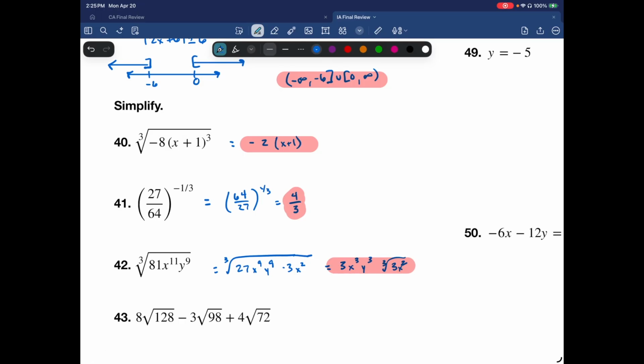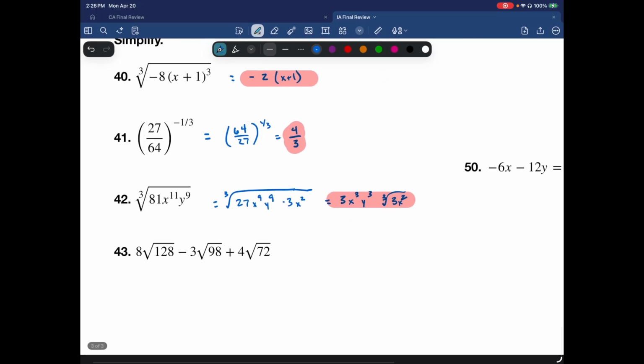All right, on 43, I've got to simplify each radical. So just like fractions, you've got to get a common denominator. With radicals, you've got to get a common radical before you can add and subtract. So 128 breaks down to 64 times 2. The 8 is on the outside. 98 breaks down to 49 and 2, plus 4. 72 breaks down to 36 and 2. Now 64, 49, 36 are all perfect squares, so I can take the square roots here.